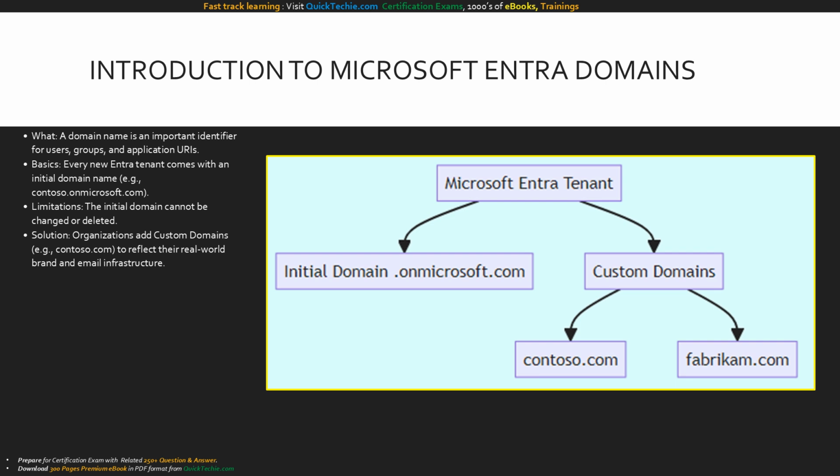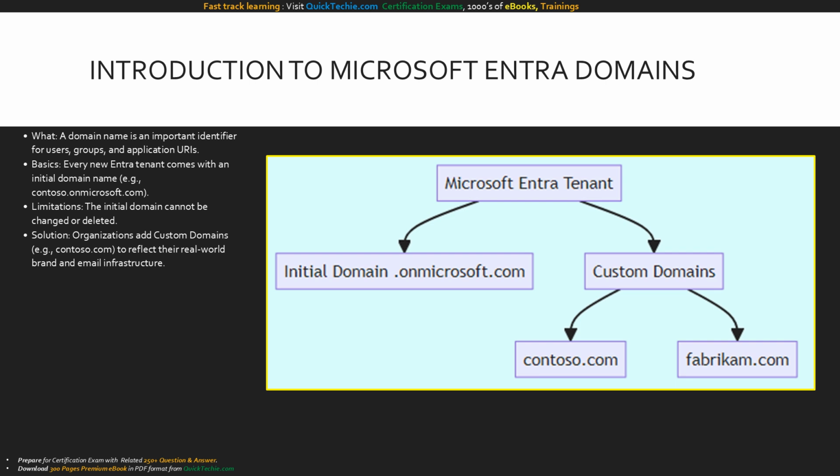Looking at the diagram on your screen, we have a clear visual hierarchy of how domains are structured within a Microsoft Entra tenant. At the very top, representing the core boundary, is the Microsoft Entra tenant itself. Flowing directly down from the tenant is the initial domain. This is that permanent .onmicrosoft.com address that Microsoft assigns you on day one. Notice how it serves as the foundational layer. Branching out to the right, we see the custom domains. These represent your verified organizational domains, like contoso.com or fabricum.org.